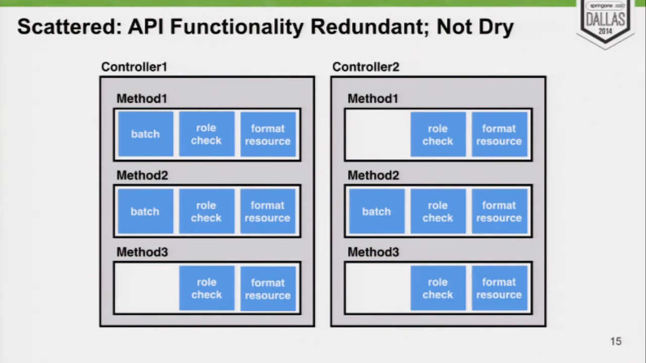Every single time you go to a method, you're repeating the same service calls or method calls over and over again. You have to do the batching again, and you have to do the role checking again. This is redundant. This functionality could be easily removed and moved up, done one time for everything. So it's not DRY. It's very, very redundant.